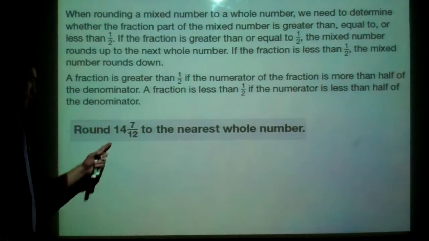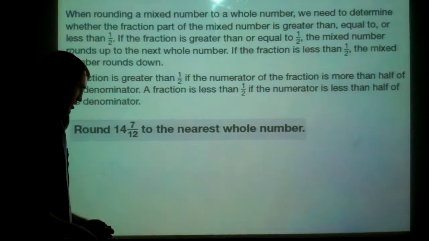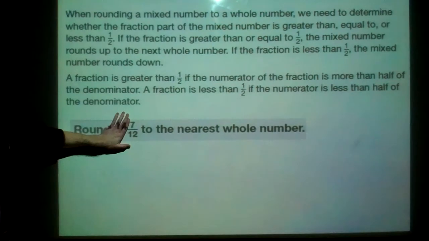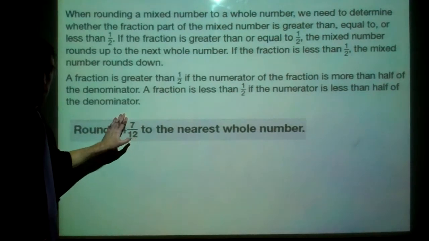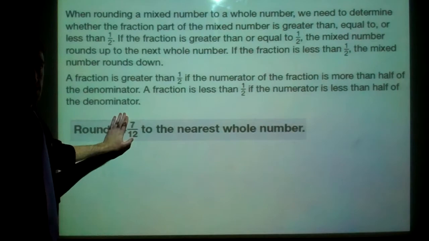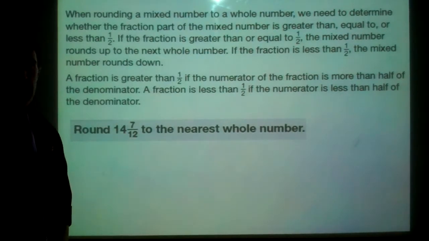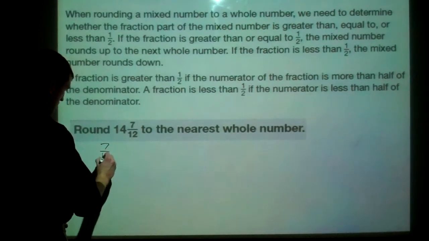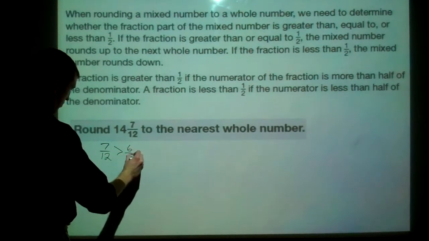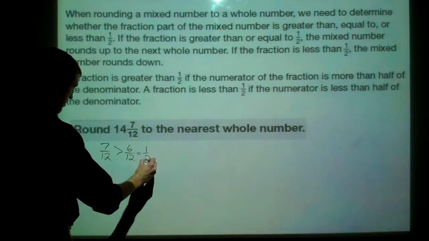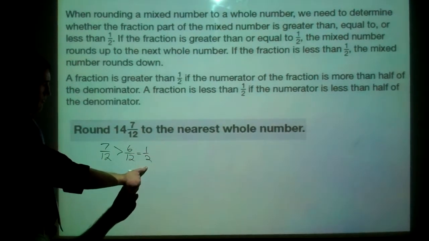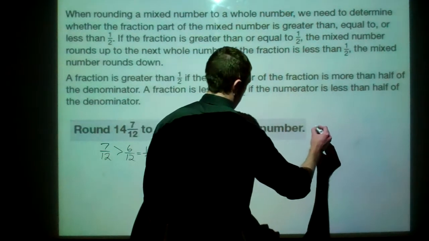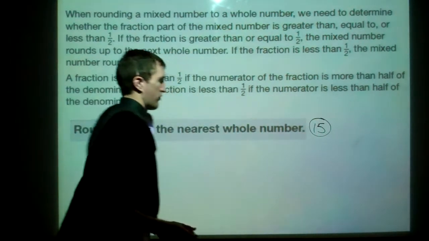So round 14 and 7/12 to the nearest whole number. Well, let's look at our fraction part. Is that greater or less than 1/2? Well, half of 12 is 6, and 7 is greater than 6. So 7 out of 12 would be greater than 6 out of 12. That's greater than 6 over 12, which is 1/2. So 7 over 12 is greater than 1/2. Since this is greater than 1/2, we round up to the nearest whole number. This would be 15.